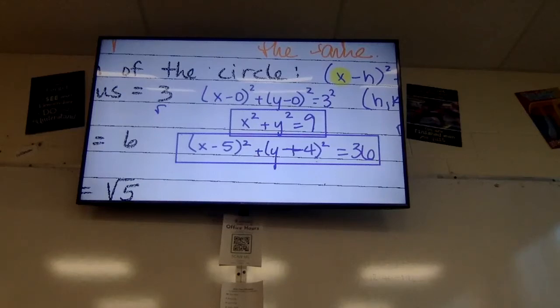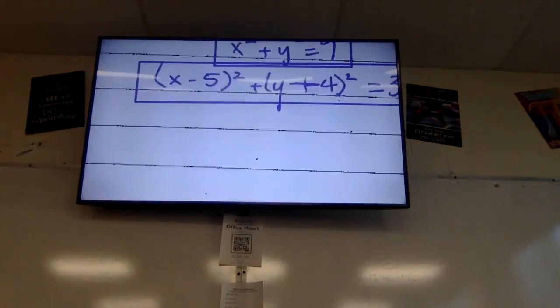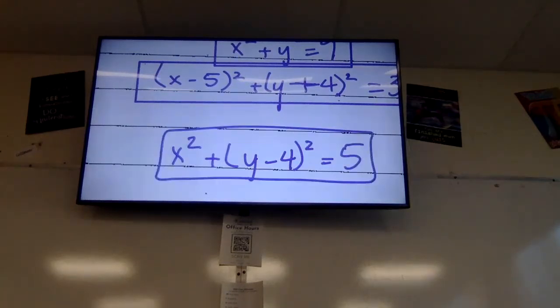All right, last one. Similar idea. It looks like my h is 0, so I don't need to include him. My k is 4, and my radius is √5. So instead of writing x minus 0 squared, I'm just going to write x squared. However, my y, though, has a friend. I've got to do y minus 4 squared. And what's √5 squared? 5. I don't need to do anything crazy. Just leave it as 5.